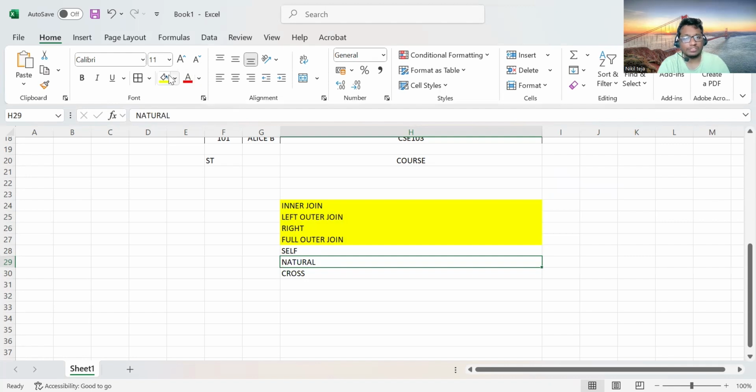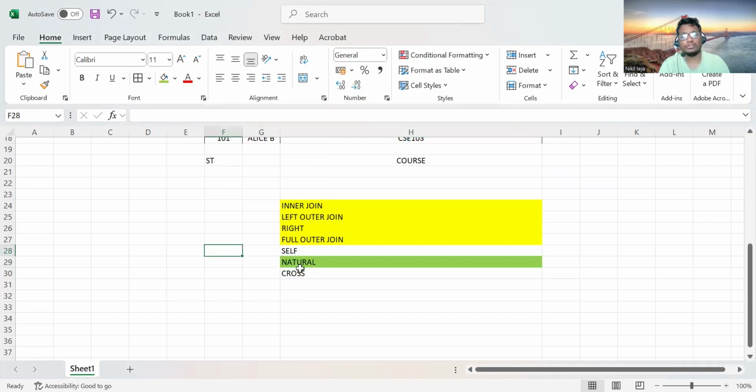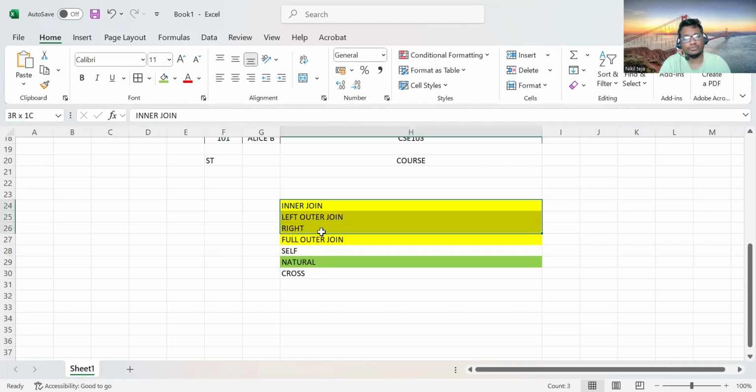So we will focus less on natural join. Cross join, they will not be asking many questions on cross join, and it is also not important. And self join is used rarely, but we will be discussing these four types of joins: inner join, left outer join, right outer join, and full outer join.